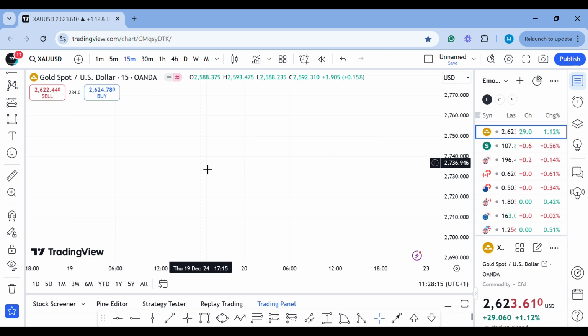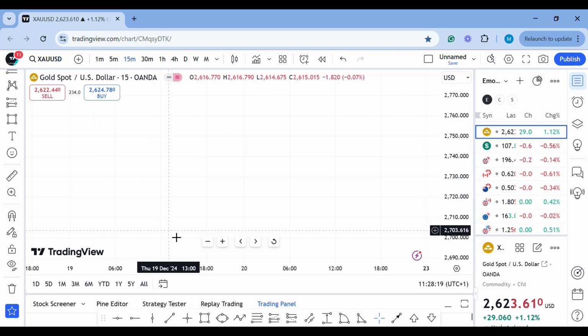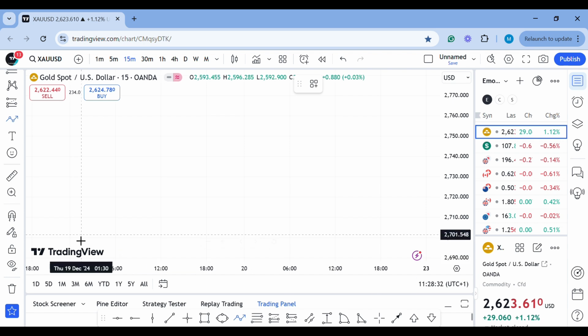So now let's start with the bullish move. Gold moves from zone to zone. In a bullish move, the market will keep breaking its highs. That is when the market is in an uptrend. And in a bearish move, the market will keep breaking its lows. That is when the market is in a downtrend.